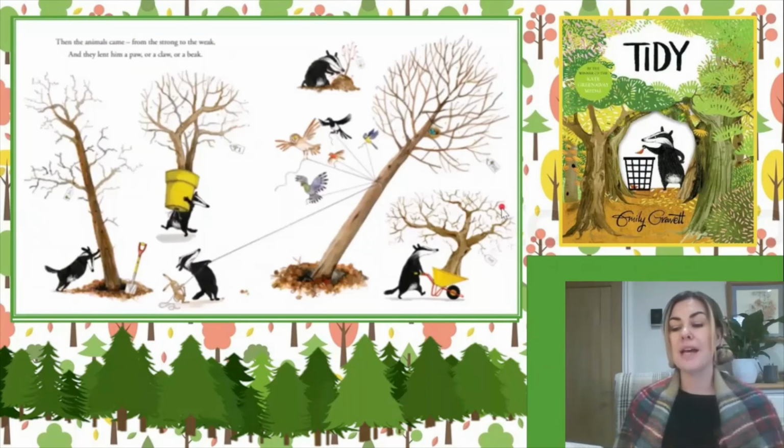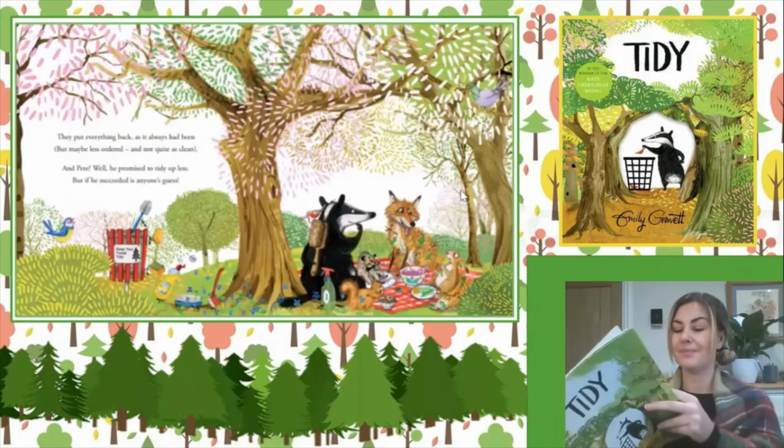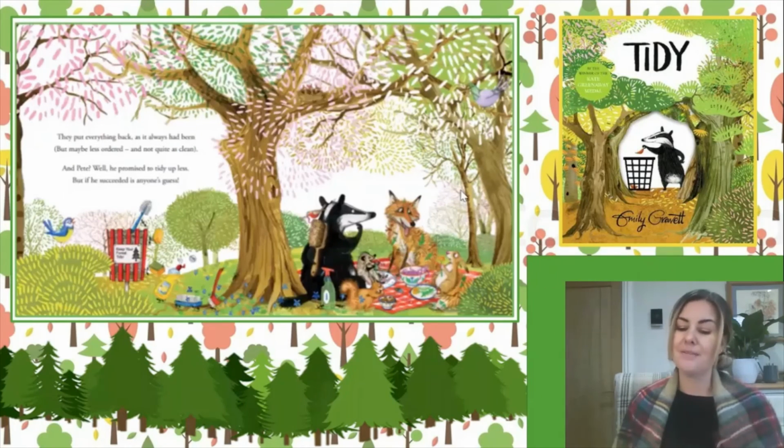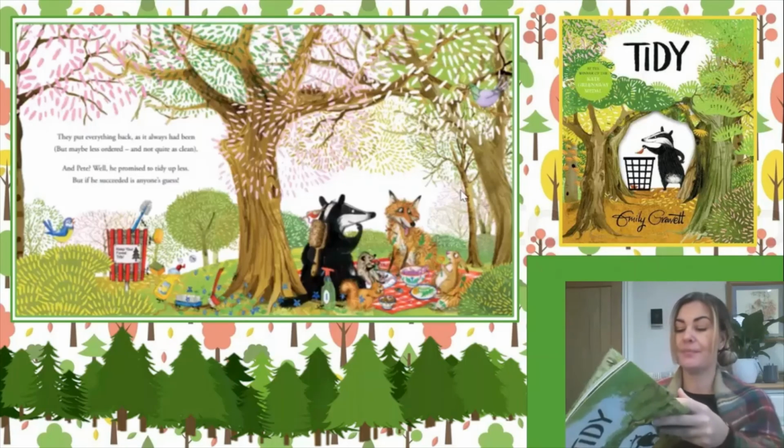The animals came from the strong to the weak, and they lent him a paw, a claw, or a beak. They put everything back as it had always been, but maybe less ordered and not quite as clean. And Pete, well, he promised to tidy up less, but if he succeeded is anyone's guess.